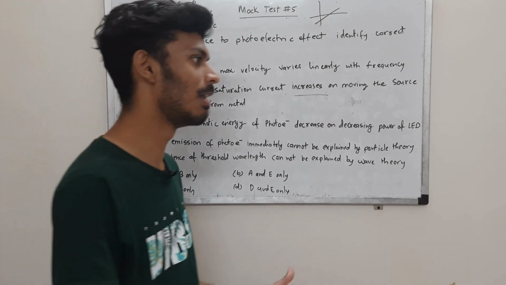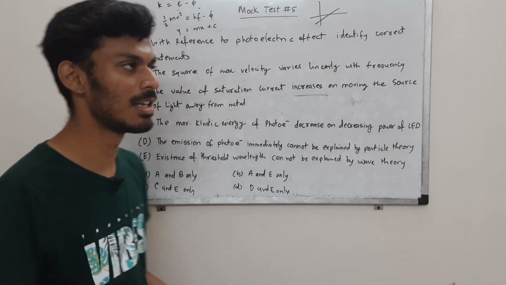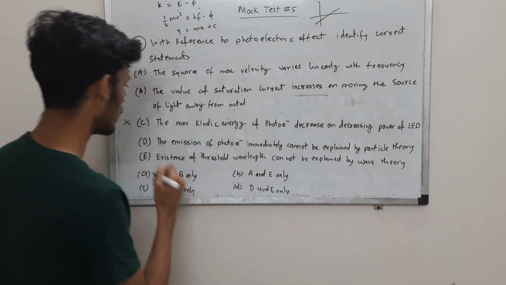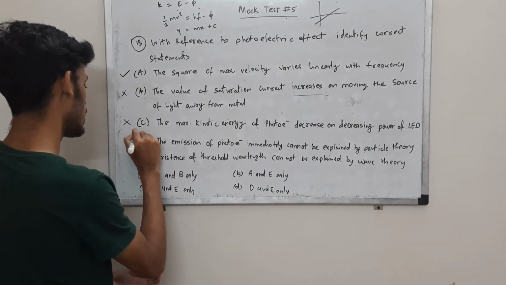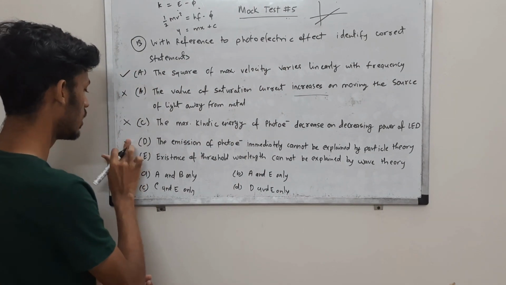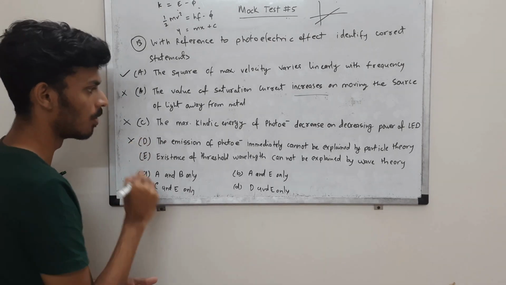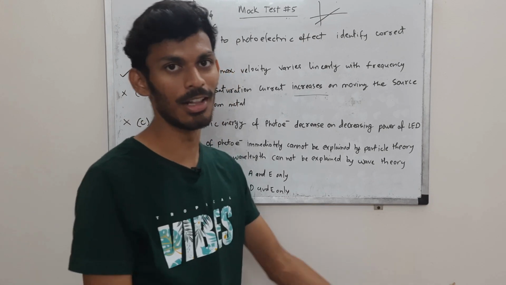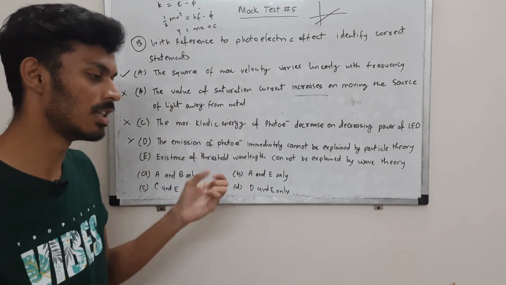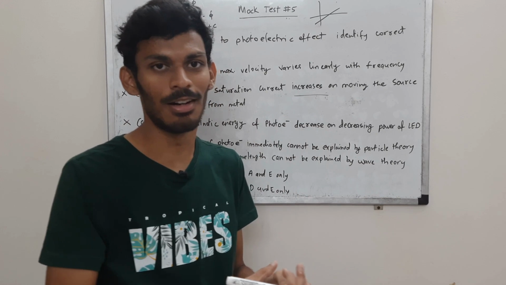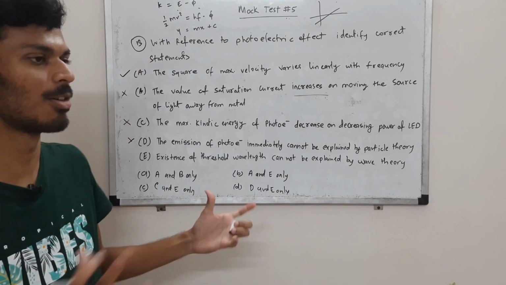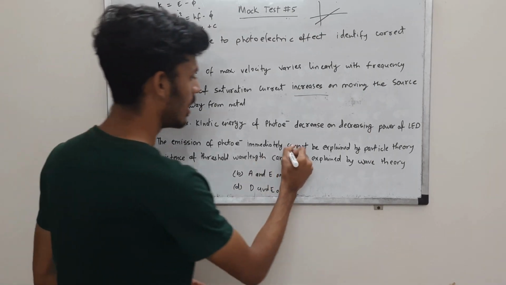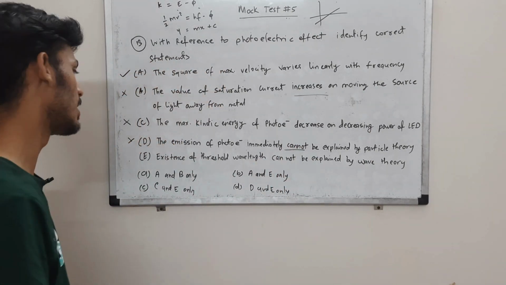Wave theory was in fact not able to answer the questions imposed by your photoelectric effect, right? So this statement, that emission of photoelectrons cannot be explained, should not be true. It can be explained by particle theory. We imagine the light as photons carrying energy, quanta of photon, as Einstein explained. So it can be explained. So this statement is wrong.